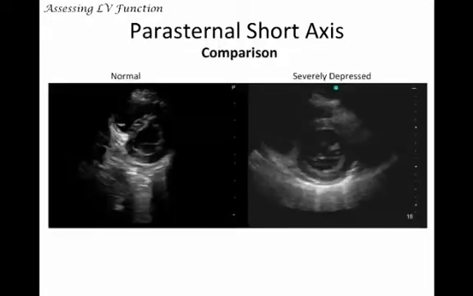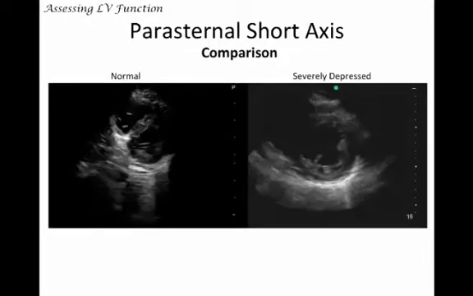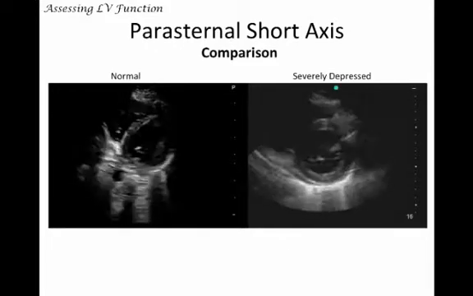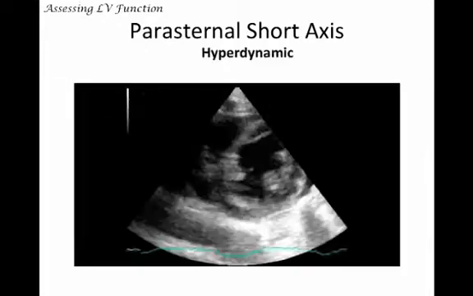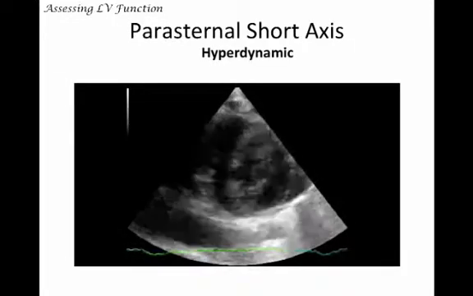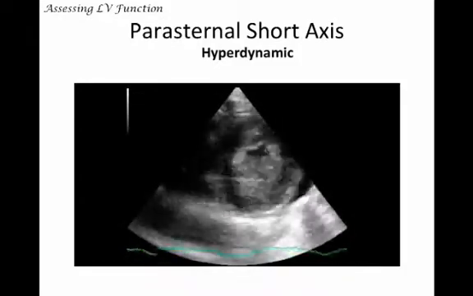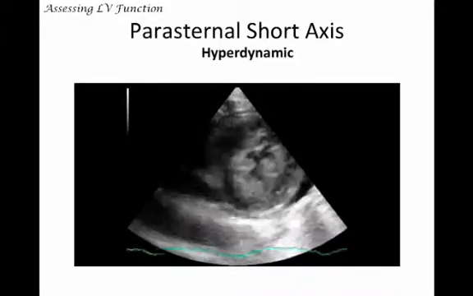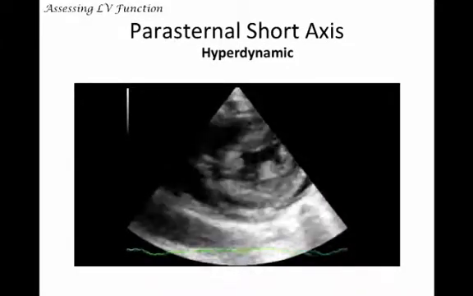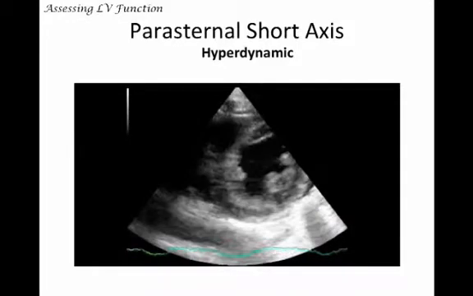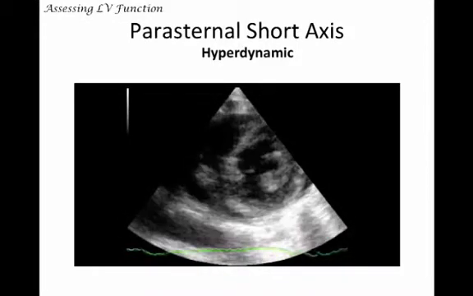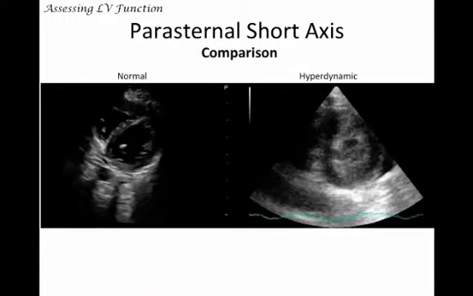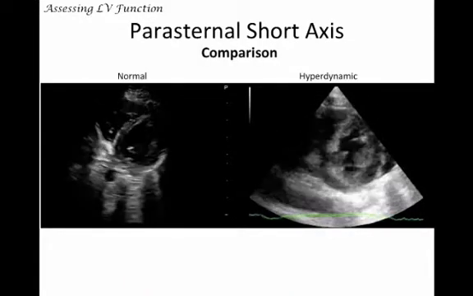Again, here I have displayed the clip of the heart with normal function next to the severely depressed heart for easy comparison. Finally, let's look at a clip of hyperdynamic left ventricular function in the parasternal short axis. It is clear that the walls of the left ventricle are moving very vigorously. Indeed, one notes that the left ventricular cavity is nearly obliterated with the walls of the left ventricle touching at the end of systole. The difference between normal and a hyperdynamic left ventricle is clear when observed side by side.